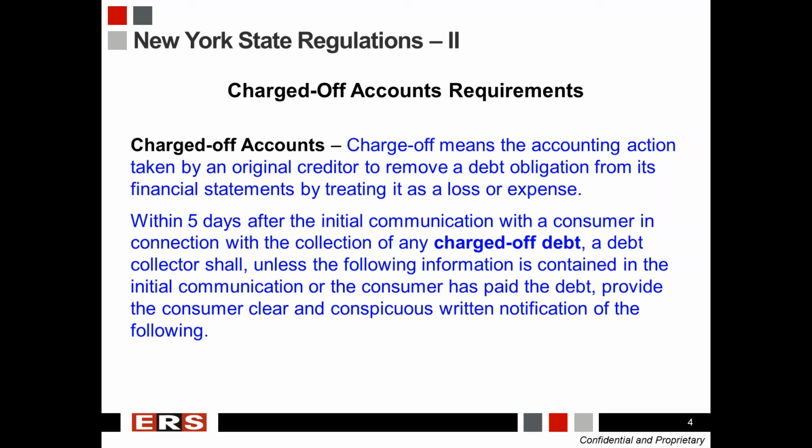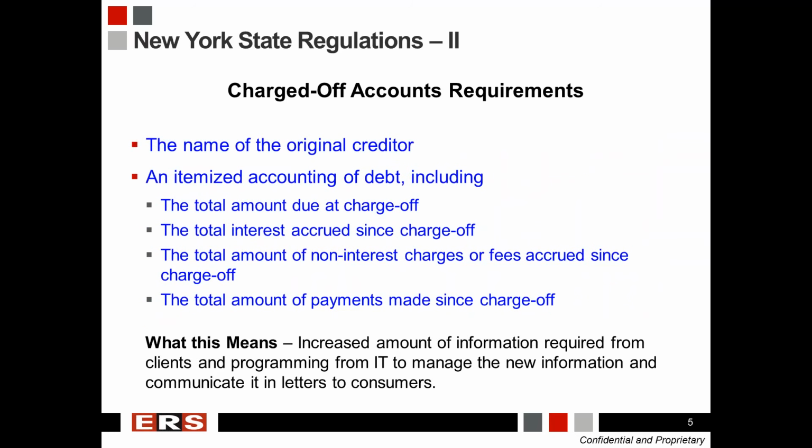Within 5 days after the initial communication with a consumer in connection with the collection of any charged-off debt, a debt collector shall, unless the following information is contained in the initial communication or the consumer has paid the debt, provide the consumer clear and conspicuous written notification of the following: the name of the original creditor, an itemized accounting of the debt, including the total amount due at charge-off, the total interest accrued since charge-off, the total amount of non-interest charges or fees accrued since charge-off, and the total amount of payments made since charge-off.